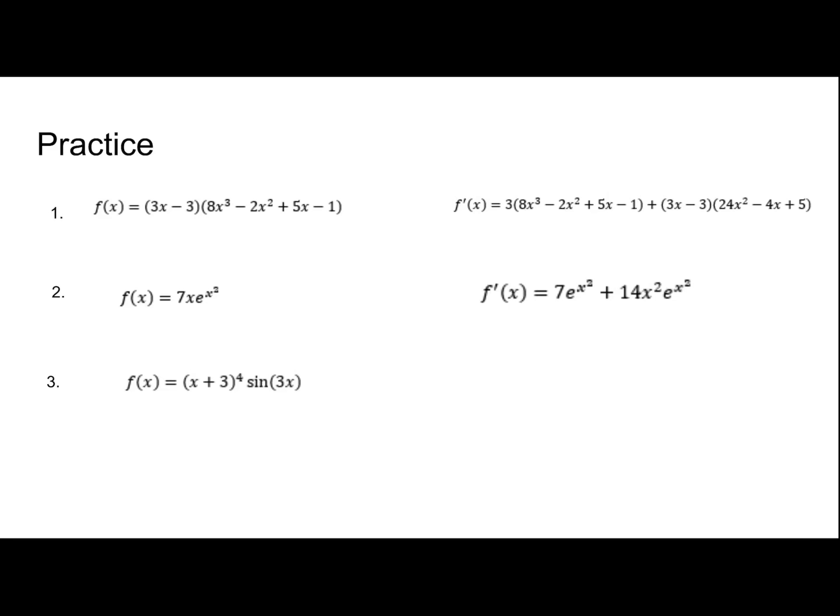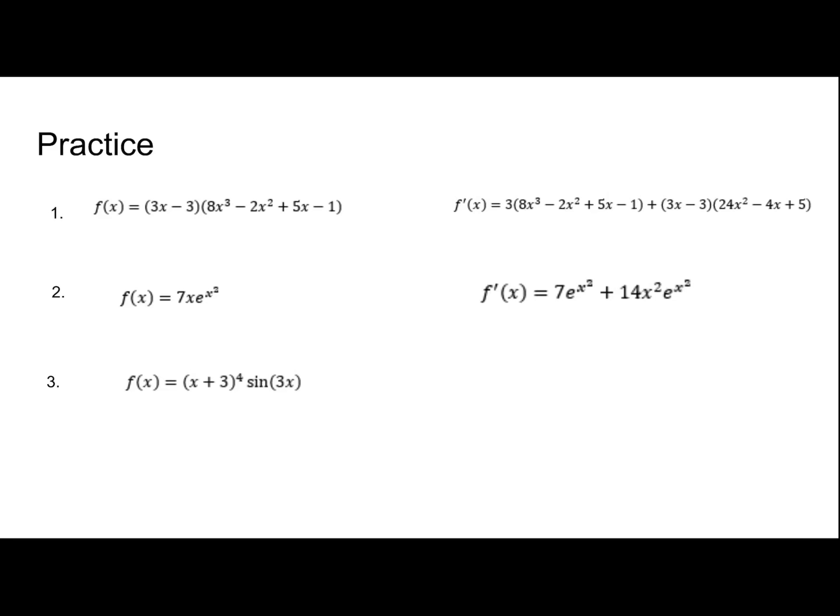The derivative of (x + 3)^4 is 4 times (x + 3)^3. The derivative of sine 3x is 3 times cos 3x. And that's just applying the chain rule.